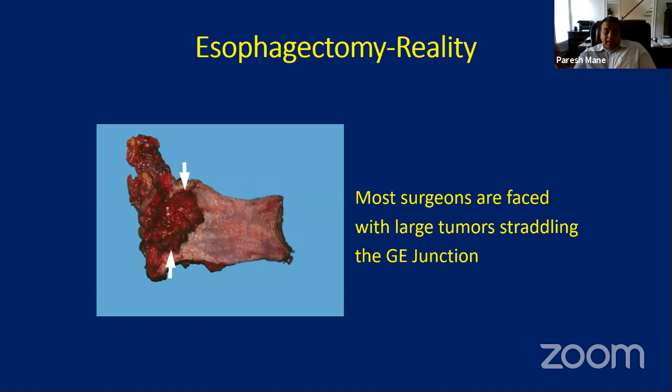The reality is most of us are going to see something that looks like this. This is a GE junction lesion. It's a large lesion. You can see it's a big bulky mass. I would call this at least a T3 or T4 lesion.